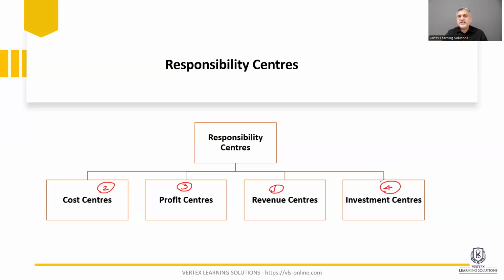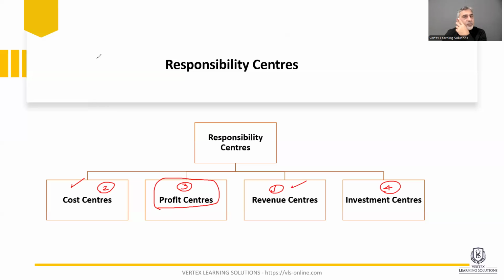Primarily, revenue center is usually the sales department. Cost centers are all other departments which are incurring the costs. For example, production department is a cost center. HR, IT, accounting, marketing, all of these are cost centers. A profit center is that one part of the business in which the revenues and costs both are coming.